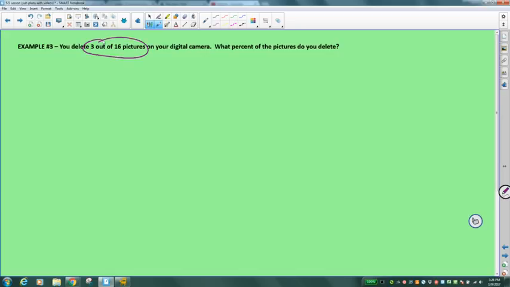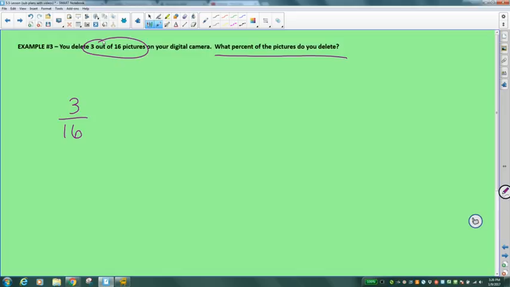Okay, what are we trying to find? We're trying to find the percent of pictures that we deleted. So we're talking about the 3/16 we deleted, and we're looking at the percentage. So how do I write 3 out of 16 as a fraction? 3 over 16. Now I need to write that as a percentage.